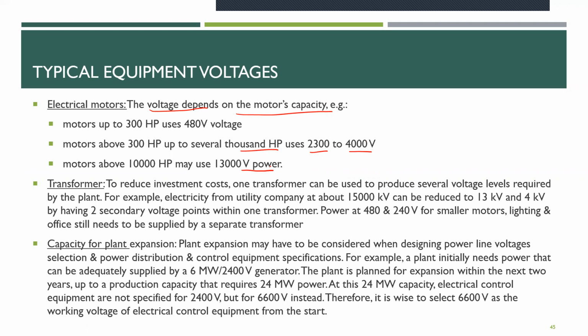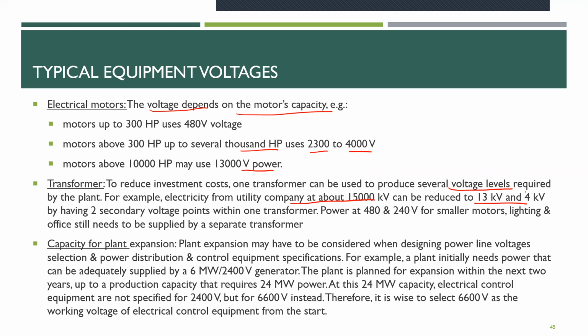The transformer is used in this case for reducing the investment cost. One transformer can be used to produce several voltage levels, which are required by the plants. So for instance, here the electricity from the utility company at about 15 megavolts can be reduced to 13 kilovolt and 4 kilovolt by having two secondary voltage points within one transformer. This is just an example of how the transformer is used in order to supply several voltage levels.